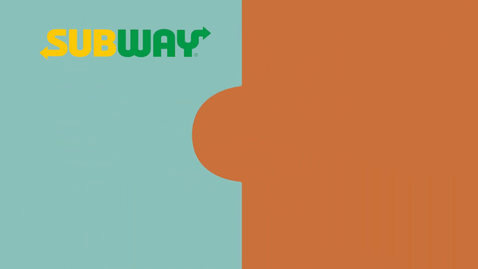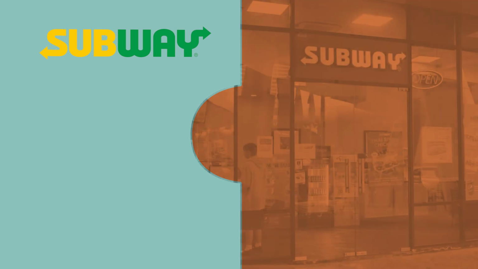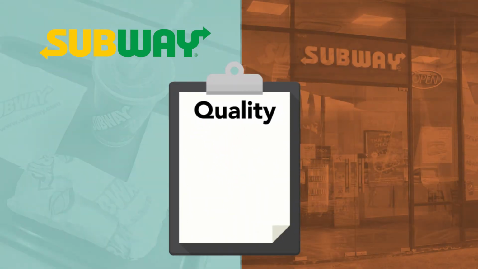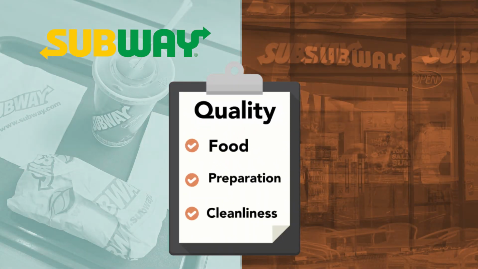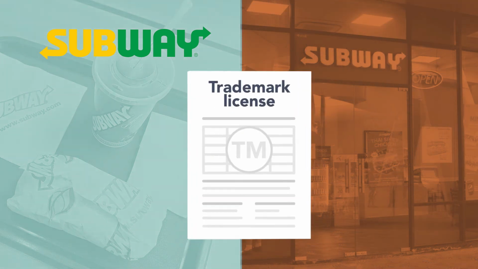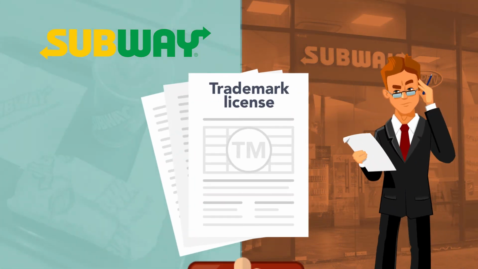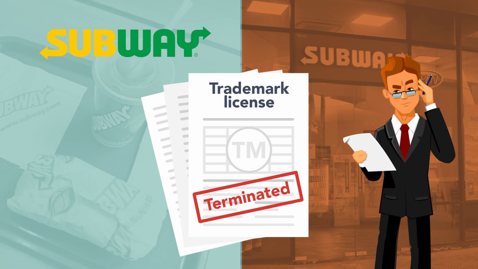For example, Subway licenses their trademarks to thousands of franchisees throughout the world. The franchisees agree to maintain a certain level of quality in their food, preparation, and cleanliness. Often, franchise agreements can be terminated if the franchisee fails to meet the quality standards.